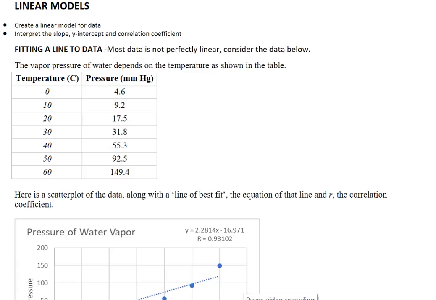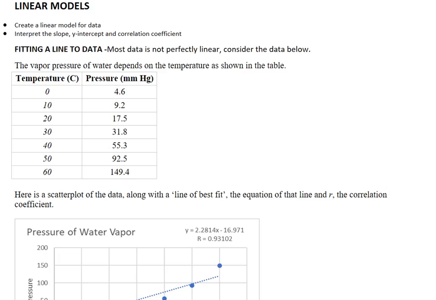Alright, we're going to look at linear models. Although one of the things we did do was create a linear model for the data, what we're going to ask you to do in this class is to look at a model and interpret the slope, the y-intercept, and the correlation coefficient. Okay, so fitting a line to data, most data is not perfectly linear.